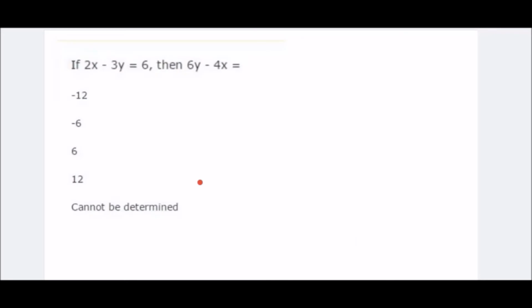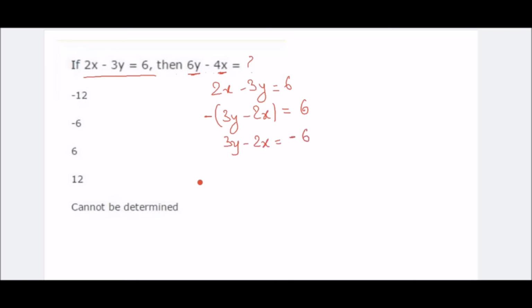So here is our next question. If 2x minus 3y is equal to 6, then 6y minus 4x is equal to what? See here, first this one, 2x minus 3y is equal to 6. Here y is first, then x is second. We have to interchange this, then take the minus common. Then 3y minus 2x is equal to minus 6.